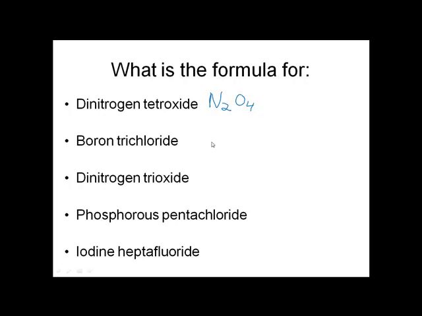All right, hopefully you have all the answers. Boron trichloride. If it's just boron, no prefix, then it's just B. Trichloride. Chloride, so there's Cl, and there's 3 of them for tri. Dinitrogen trioxide, N2O3. Phosphorus pentachloride. Phosphorus is P. Chloride is Cl. Penta is 5.